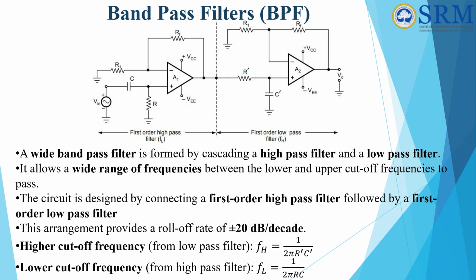The roll off rate. At lower frequencies, gain increases at plus 20 dB per decade. At higher frequencies, the gain decreases at minus 20 dB per decade. The applications of wide bandpass filters are in audio amplifier systems, communication systems, signal conditioning circuits, and biomedical signal processing.